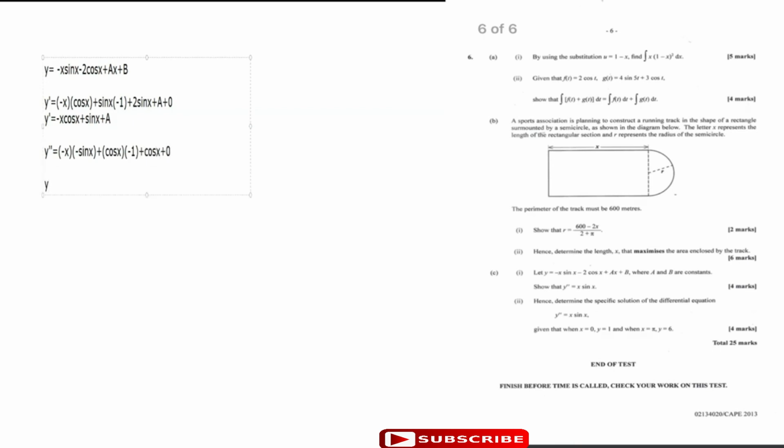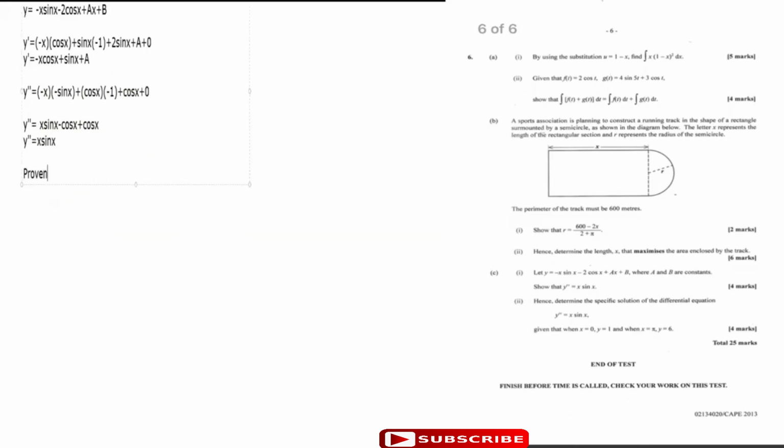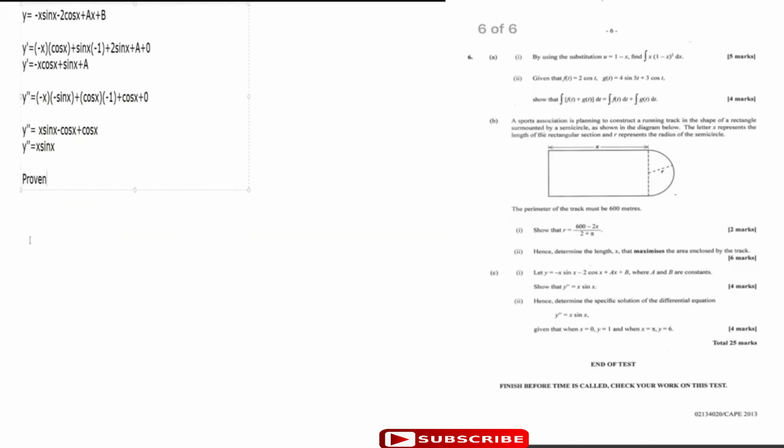So the second derivative, y double prime, is equal to x sine x, then cos x minus cos x plus cos x. So hence minus cos x plus cos x is 0, and so y double prime is equal to x sine x. So that's proven. Nice.